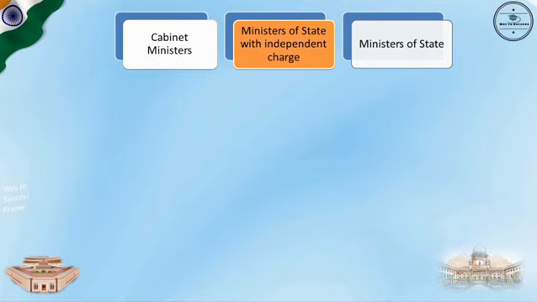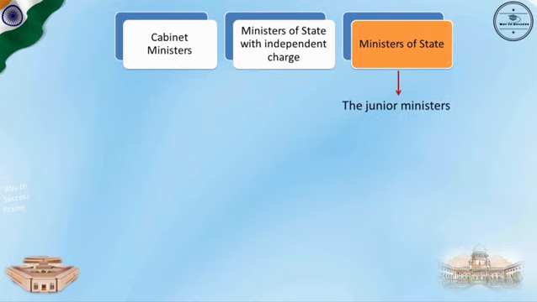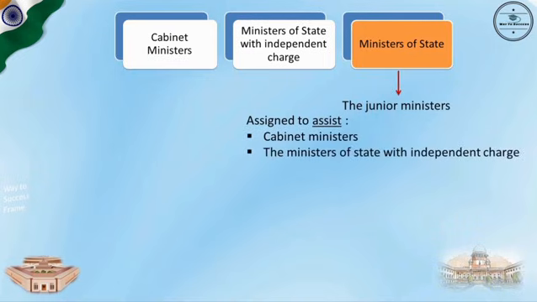Ministers of state with independent charge are usually in charge of smaller ministries. They participate in cabinet meetings only when specially invited. Ministers of state are the junior ministers. They are assigned to assist cabinet ministers and the ministers of state with independent charge.